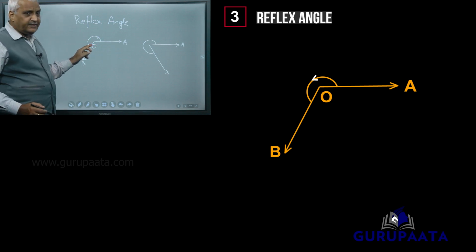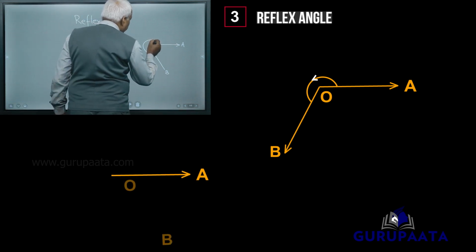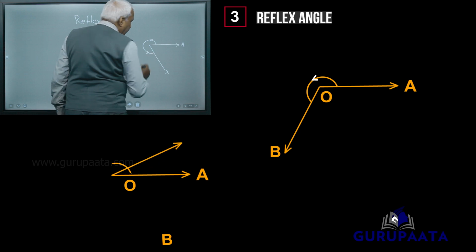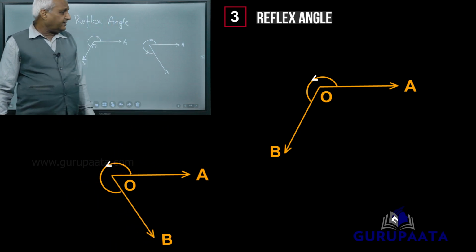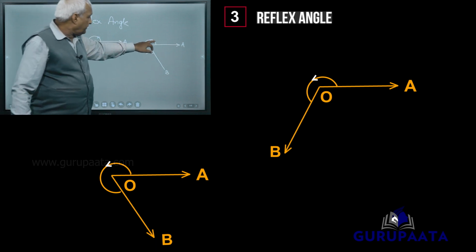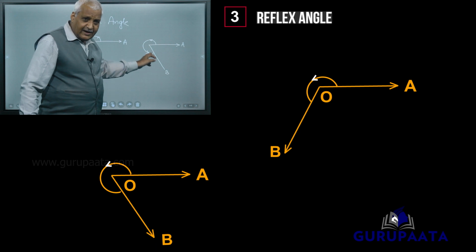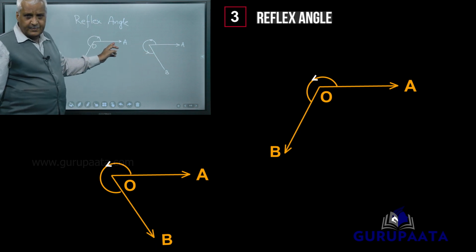We will take another example. Here from A, it is moving and it is going more than 270 degrees but less than 360 degrees. So this angle formed is outside. So that is also called a reflex angle. Okay.